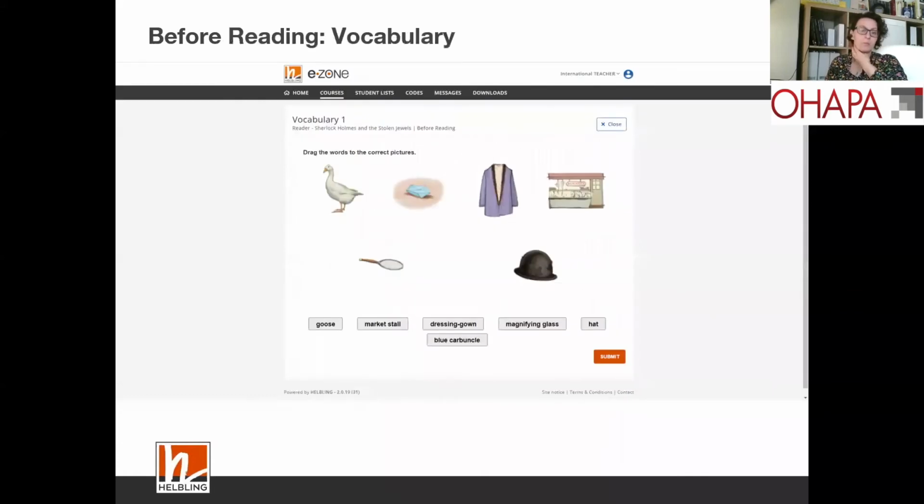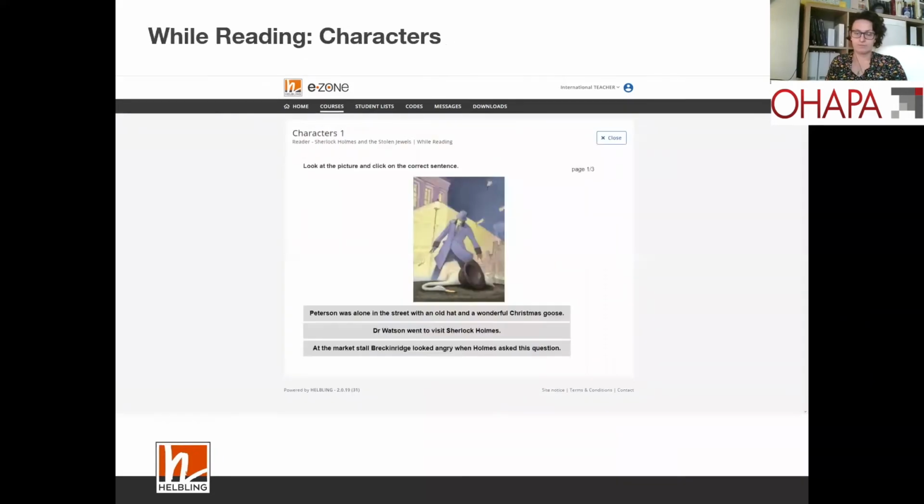So for example, this is what a vocab activity looks like. Here you have to drag the words to the correct pictures. And when the students submit the answers, they will get feedback on their answers immediately. Another activity focuses on the characters, the one that we have discussed before. Here students have to remember the plot and match the correct sentence with the picture. So these tiny activities cover all aspects of reading and language development.